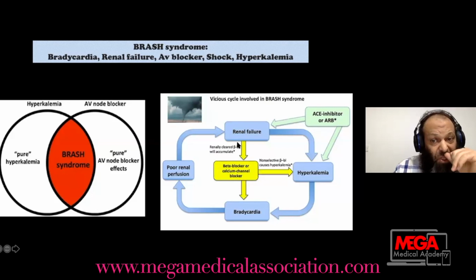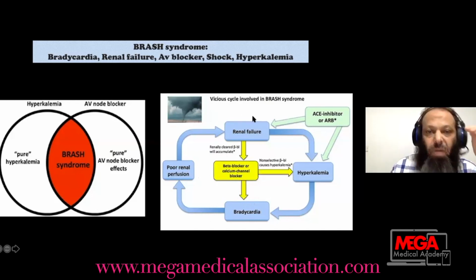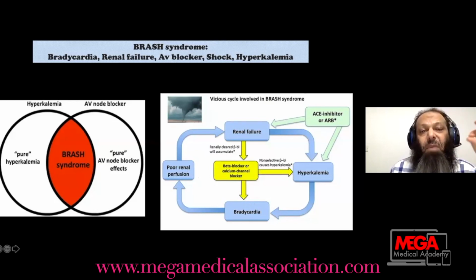And we have a vicious circle, especially with renal failure. If you have renal failure, either drug-induced or AKI, for example, ACE inhibitors or ARBs that induce AKI or renal failure, then I have renally cleared beta blockers or calcium channel blockers. With renal failure, the patient on an ACE inhibitor or beta blocker will not adequately clear them because of the renal failure. The renal failure will cause hyperkalemia. The hyperkalemia will cause bradycardia, and the bradycardia will cause hypoperfusion. The hypoperfusion will lead to renal failure. So this is the vicious circle of the PRASH syndrome. Remember, if you are facing hyperkalemia with bradycardia, this is a red flag for PRASH syndrome.